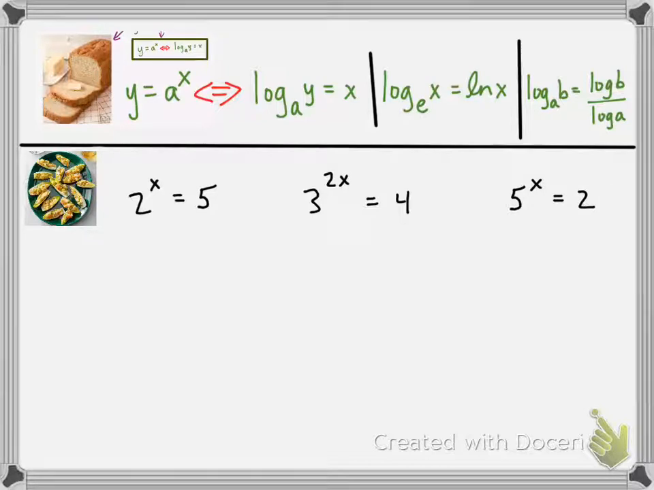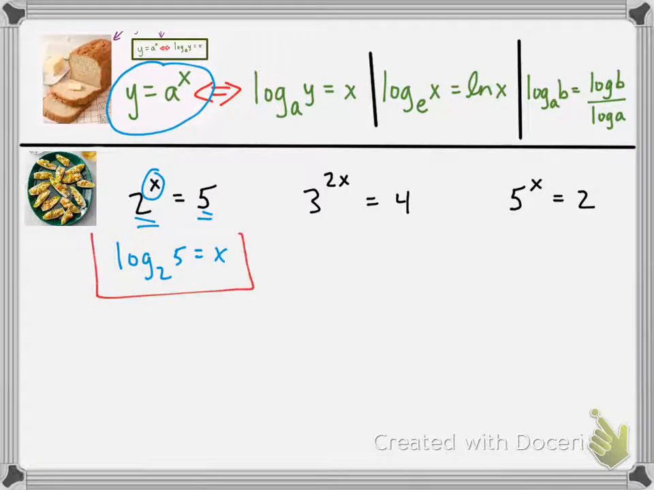Step 2: we recognize we've got our variable locked up here in our exponent, and to unlock that, we look at whether we can express these two bases as a power of the same number. Well, we can't. That's why we need to use logs. So we take our bread and butter, y equals a to the x, and convert it. 2 to the x equals 5 converts to log base 2 of 5 is equal to x. And lo and behold, the equation is solved. We're done solving for that.